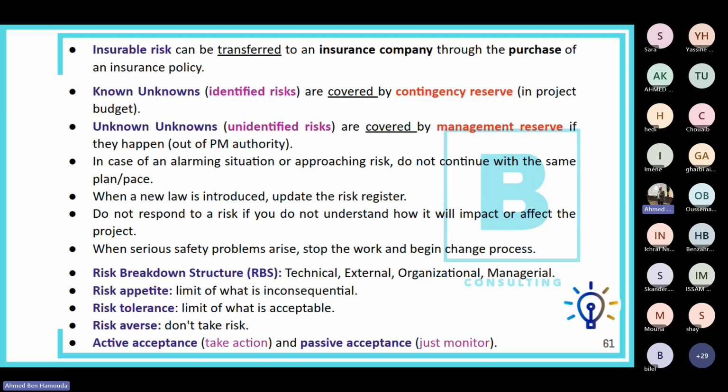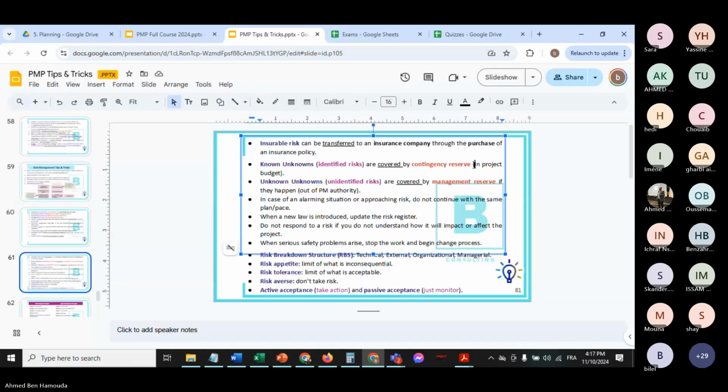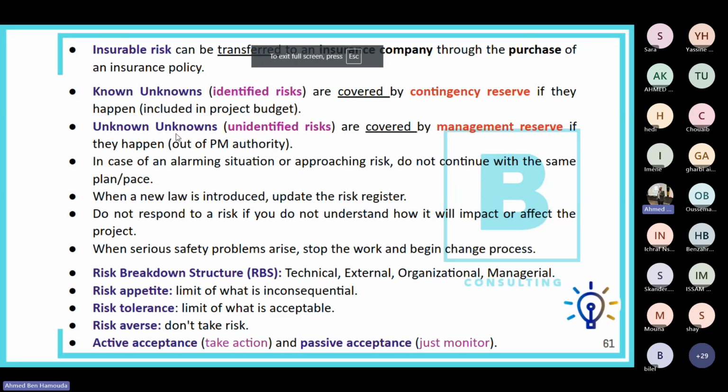Unknown unknowns are unidentified risks, and they are usually covered by the management reserve if they happen. So let me add it here also: if they happen, included in the project budget. Okay. The management reserve is for covering any unidentified risks in case they happen, but the project manager cannot touch the management reserve, for example, and use it for covering other issues in the project. No, the management reserve is reserved only for force majeure, for example.